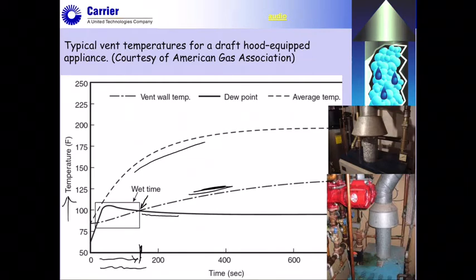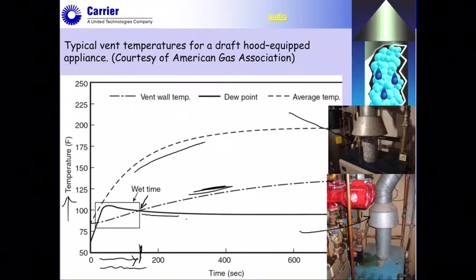So the number of seconds that it took from 0 all the way up to that point is really the amount of time that it's taking for this one. And this one here is typically dealing with a normal, like a draft hood type of appliance. And these are called draft hoods.